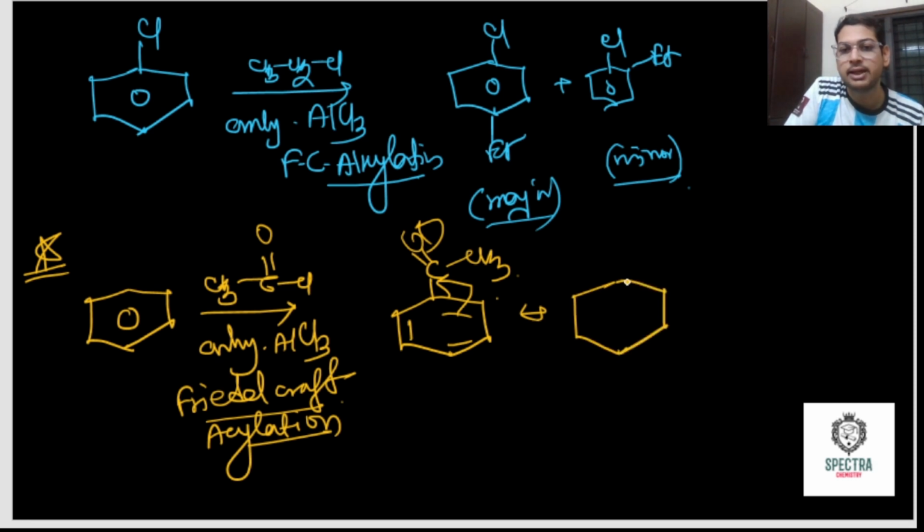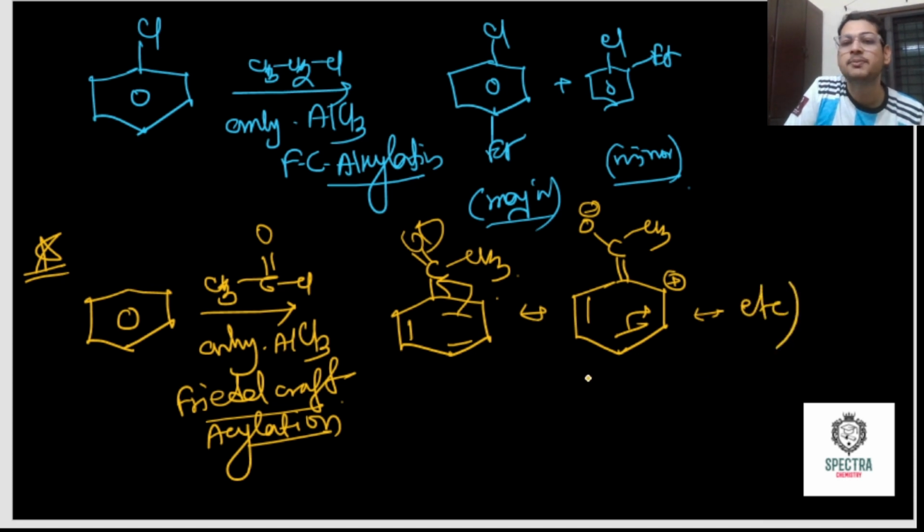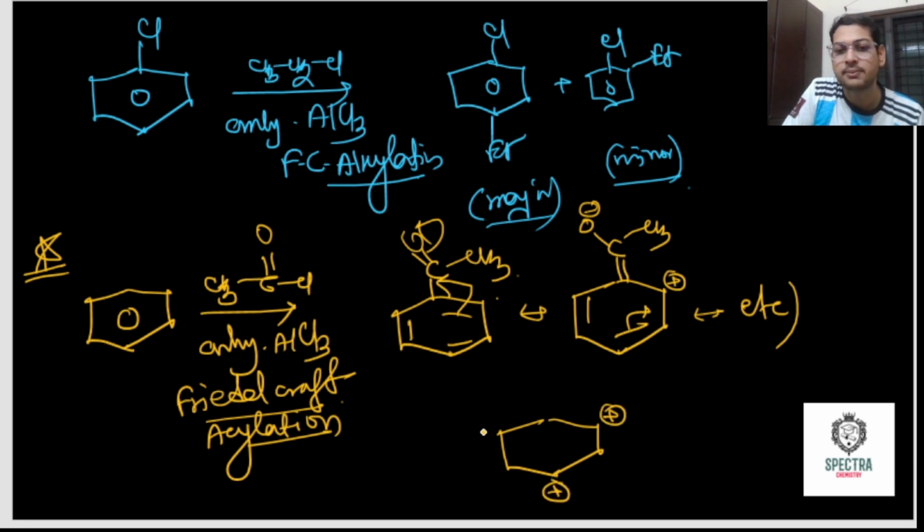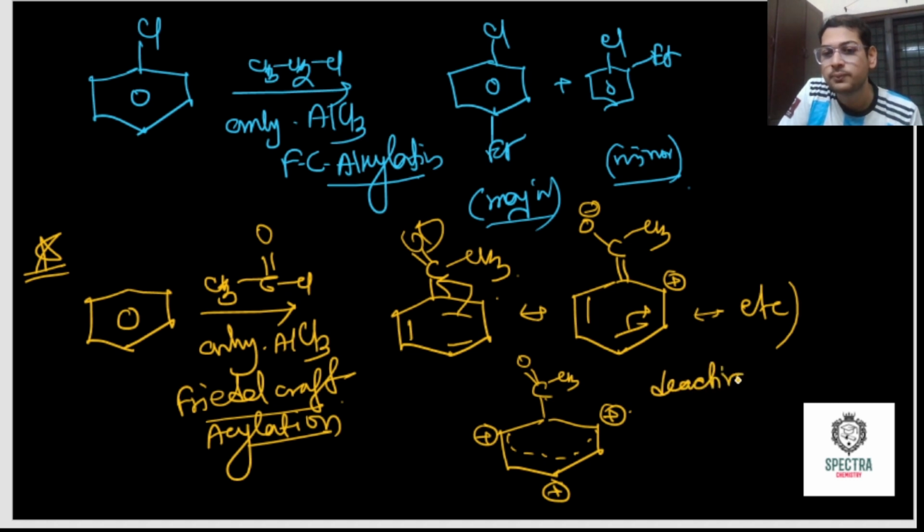If I do the resonance, you will get a positive charge like this, plus here like this, and you can continue the resonance. That means you are getting a benzene ring where you are getting plus charge here, plus charge here, plus charge here, like that. That means your ortho and para positions are actually deactivated. So it's a deactivating group, and it's a meta directing group, right?